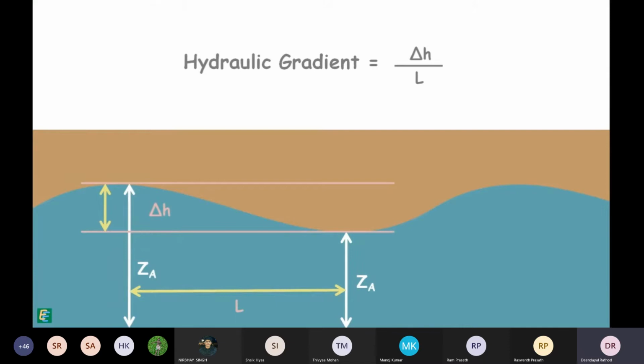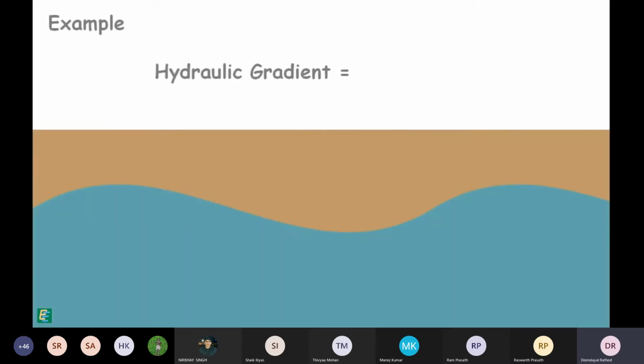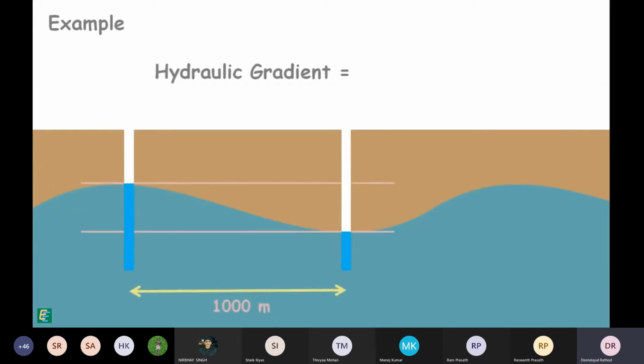Hydraulic gradient is determined by making several wells at some distances and measuring the water level in them. For example, to measure the hydraulic gradient of groundwater, we make two wells in the ground 1000 meters apart and measure the difference of water level in them. If the difference of water level in these two wells is 2 meters, the hydraulic gradient is 2 by 1000 or 0.002.